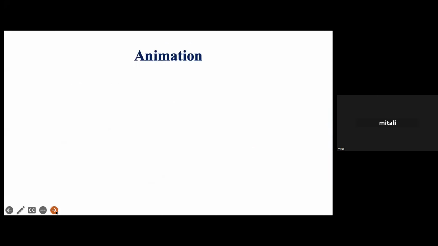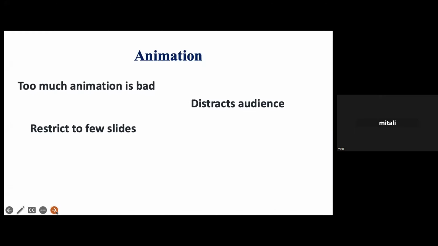Animation, however, is a double-edged sword. Too much animation is bad. It distracts the audience. Hence, it should be only limited to a couple of slides. It should only be allowed to appear, and a lot of fancy animation should not be used together for the same text. And sound is equally distracting when used.